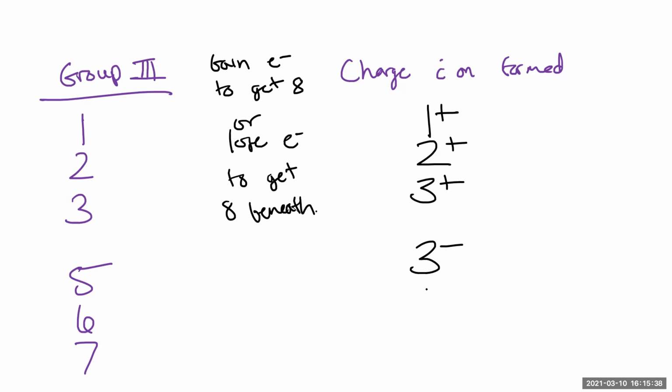So 3 minus for group 5, sorry. Thinking about the group number, 5, 3 minus, 2 minus, and 1 minus are the potential ion charges formed. We'll stop here for this lecture.